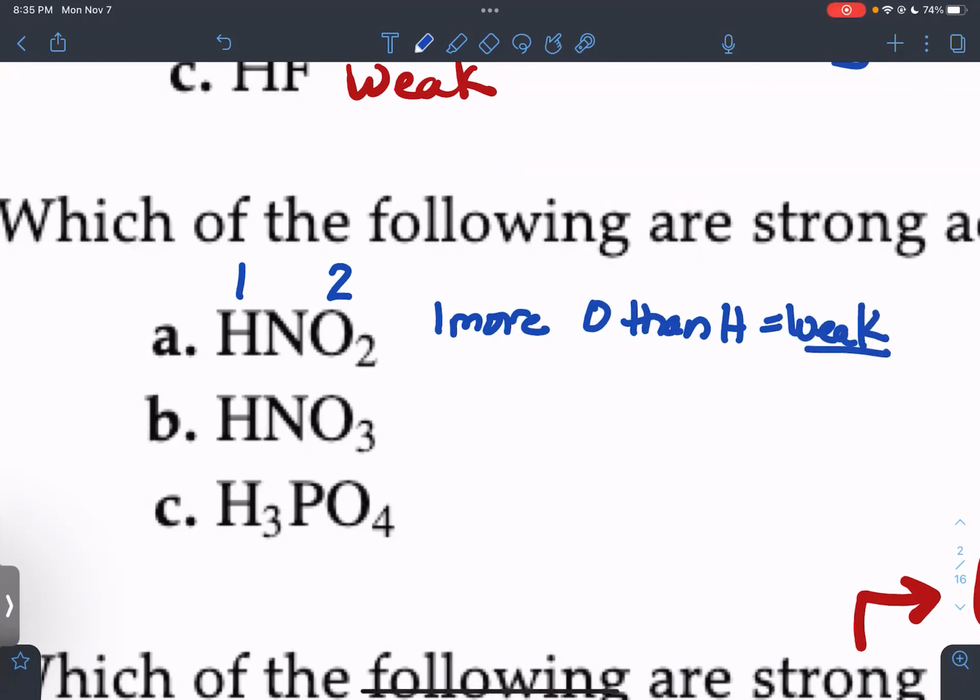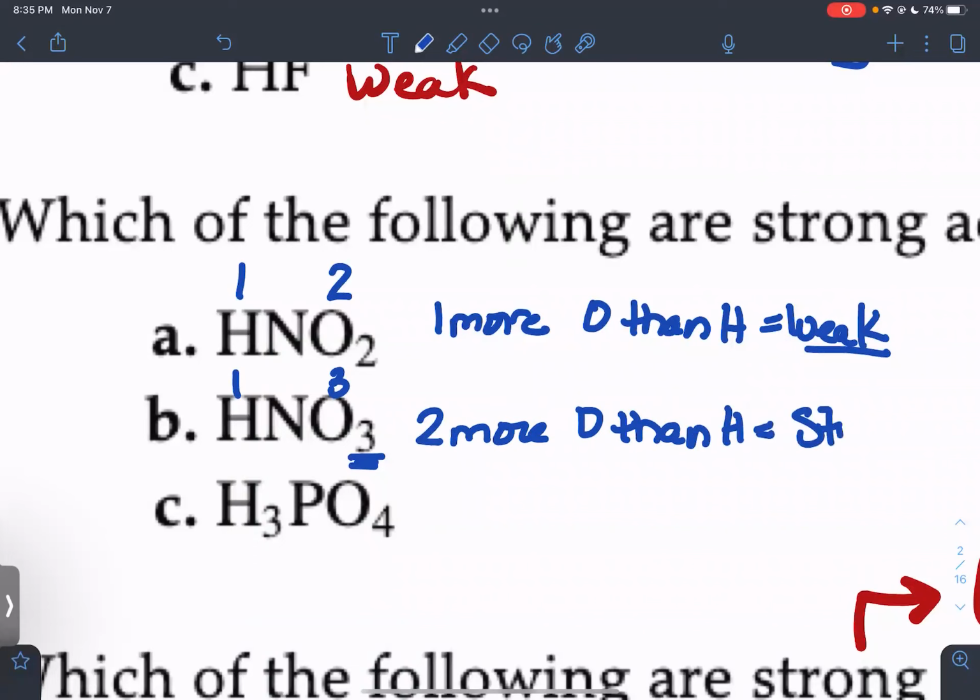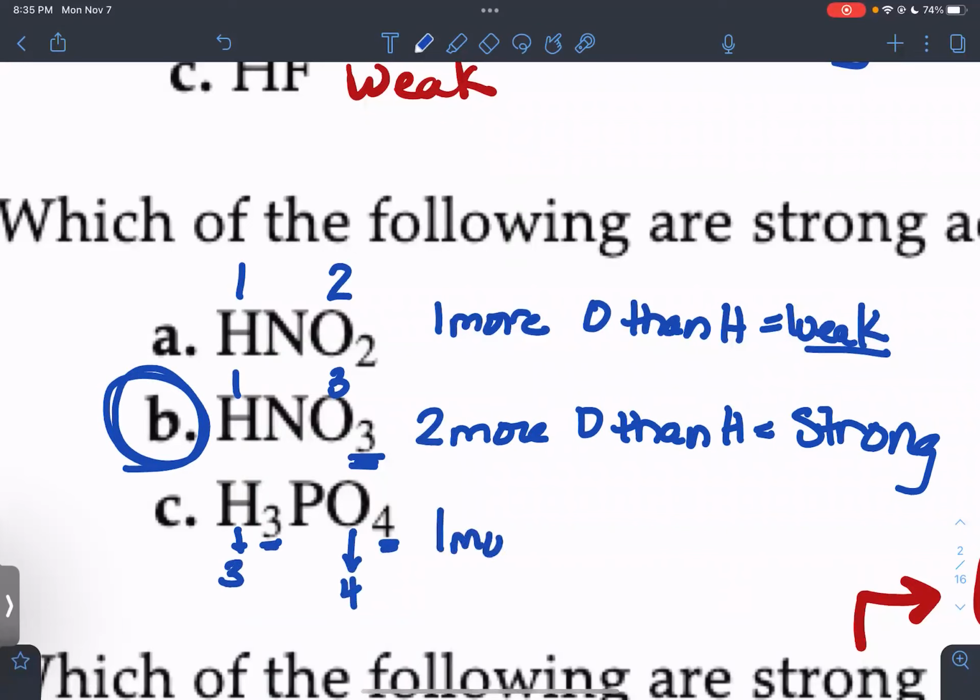Okay. Here, again, I have that same 1 hydrogen, but here I have 3 oxygens. So I have 2 more oxygens than hydrogen. So this one would be strong because we're asked which ones are. So we're going to go ahead and circle that one. H3PO4, I have here 3 hydrogens and I have 4 oxygens. So that tells me I have 1 more oxygen than hydrogen, and this would be weak.